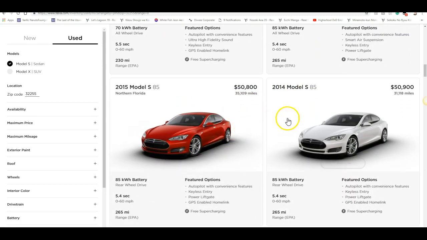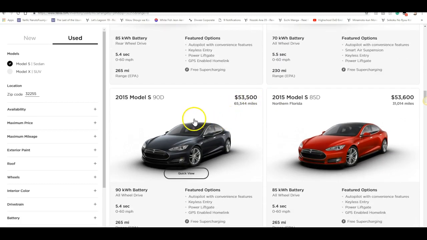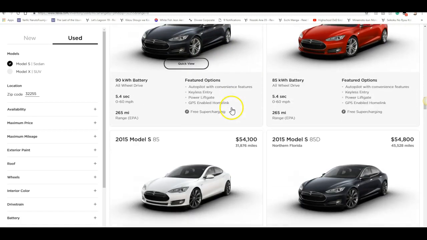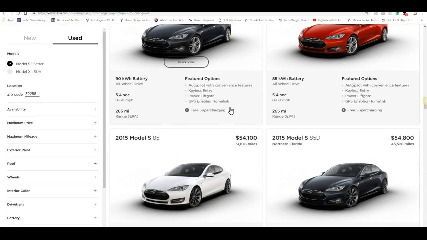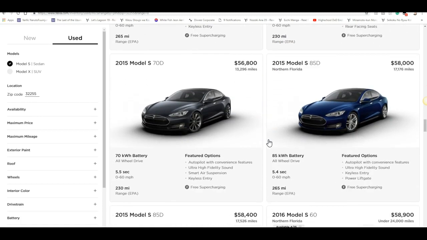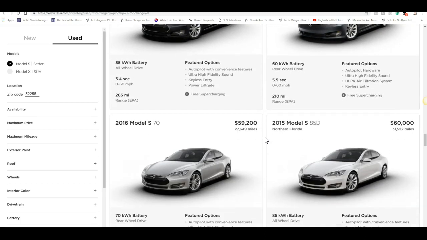There's another 85. There's a 70, 85. I don't see any 90s. There's a 90D in here. I'll get that over the P85, even though the P85 has a faster 0 to 60 and all that. This has actually better range. It's newer, so that's another thing that I want. It's an 85D, but it's more money. So it's going up to the $60,000 range. As soon as you get to 60,000, then maybe I'll see what else I can get.